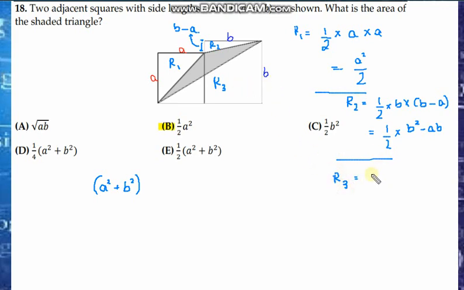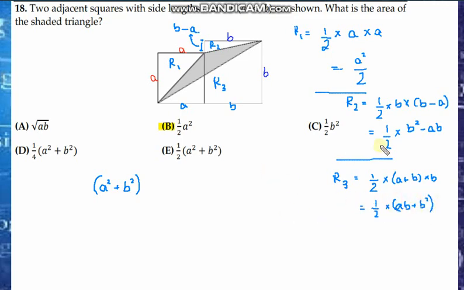So now let's work out the area of region 3. That would be half multiplied by, now here we don't know the base. So let's see, this is A and this is B. So the base would be A plus B, multiplied by, the height is simple, it's B. This makes it half multiplied by AB plus B squared.